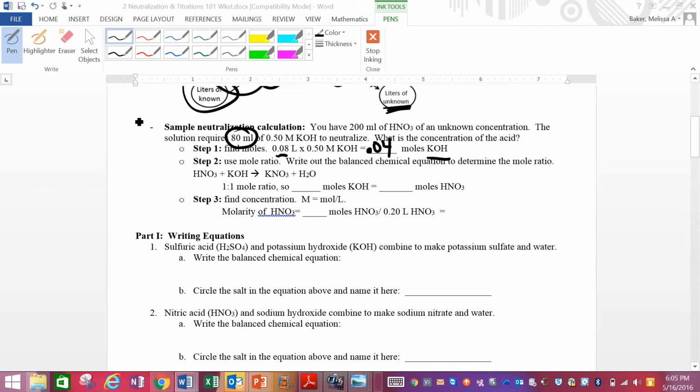Well, it's a 1-to-1 ratio. For every 1 mole of base, you're canceling 1 mole of acid. So 0.04 moles of KOH means there were 0.04 moles of HNO3 in that solution. And we had 200 milliliters of it, so we're going to do 0.04 divided by that 0.2 liters, and we get our answer of 0.2 molar HNO3.